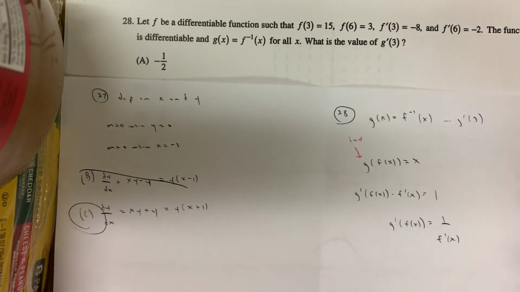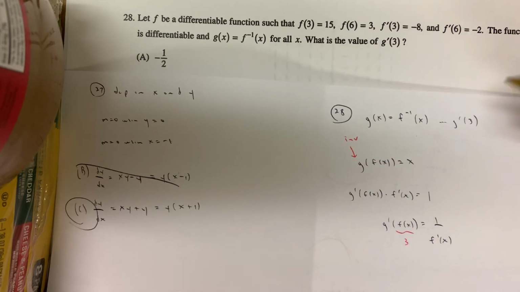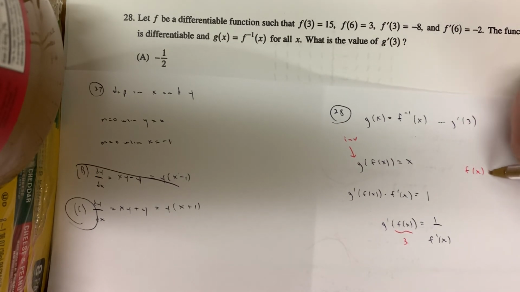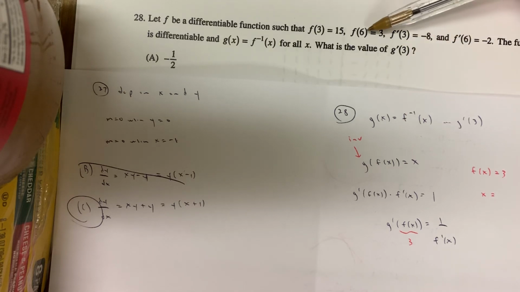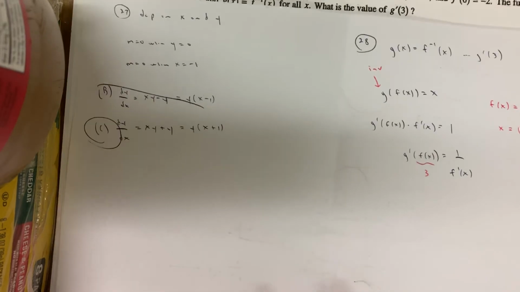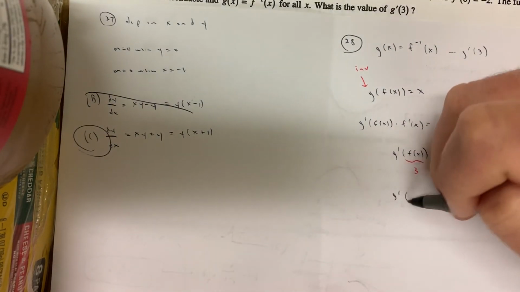Remember, I want g prime of 3. So I want f of x to equal 3. People are like, what the heck does x have to equal if f of x equals 3? Take a look, it's right here. x has to be equal to 6. It's very simple here. And that means replace the x with a 6.